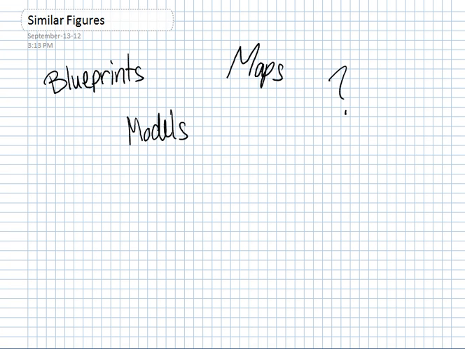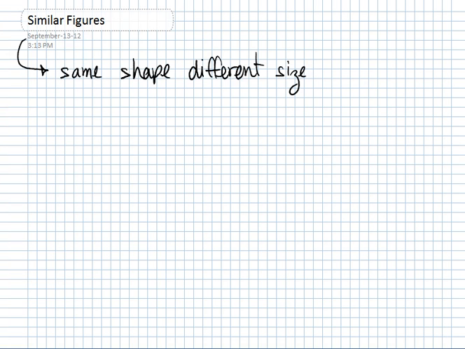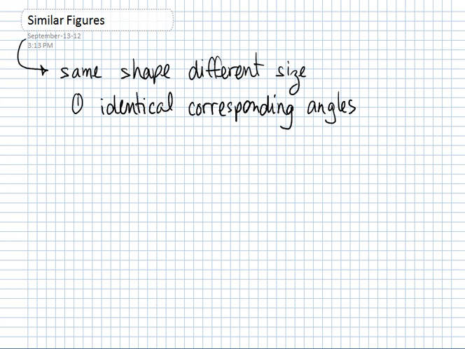This actually goes back way back to grade 9. Here is the definition we gave you way back then. Basically, they're just two figures or things that have the same shape but are of different size. And the way you tell is with these two different criteria. Like, for example, identical corresponding angles. So it doesn't matter what the angles are, so long as the corresponding angles are the same.